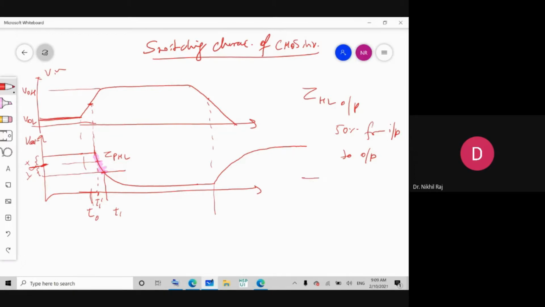Now the definition of TPLH is 50% from input to output. So 50% from input means from here it will start, and the 50% output is nothing but the same line. This line will go here. So this is the domain we have to analyze.